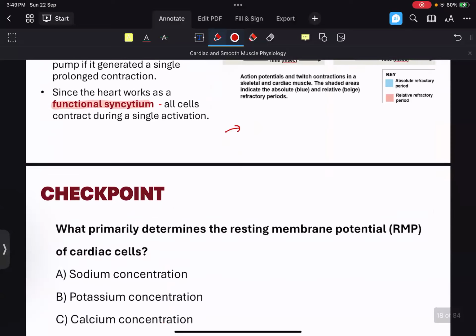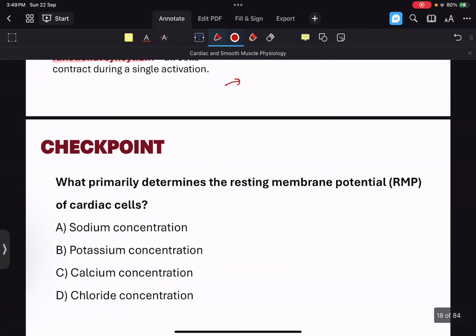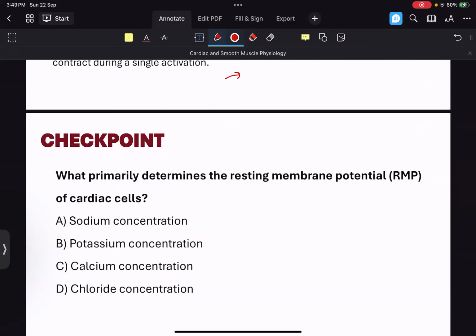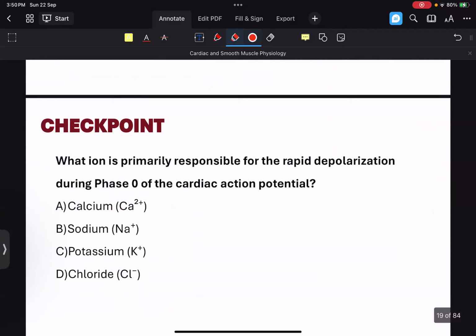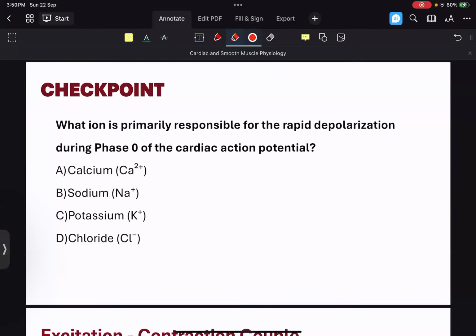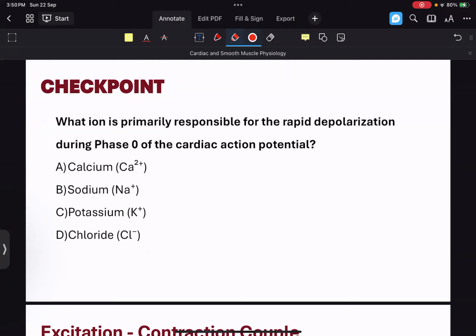Okay, let's move on. Who can answer this question for me? Yes, perfect. It's B, potassium. What determines the resting membrane potential is potassium. Now, second question. Yep, it is B, sodium. Anything like what causes the upstroke, the depolarization, all of that, it's sodium.